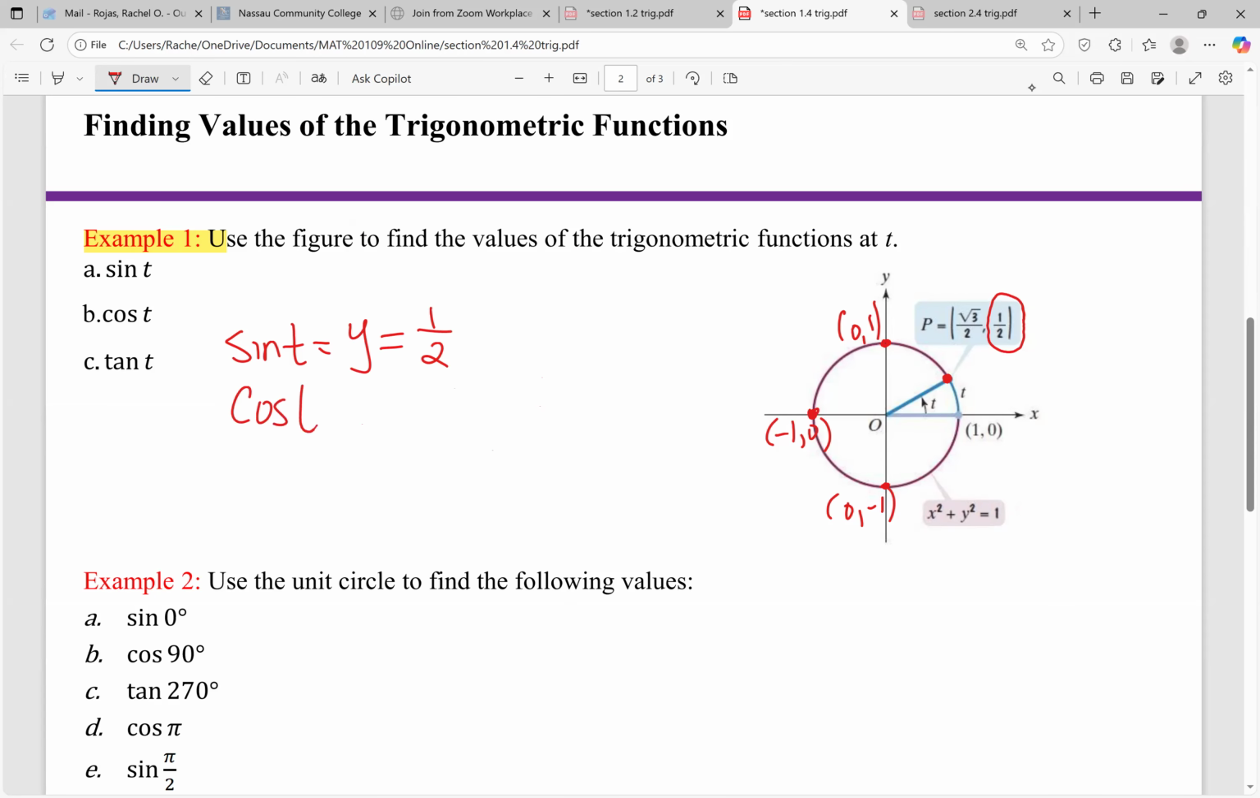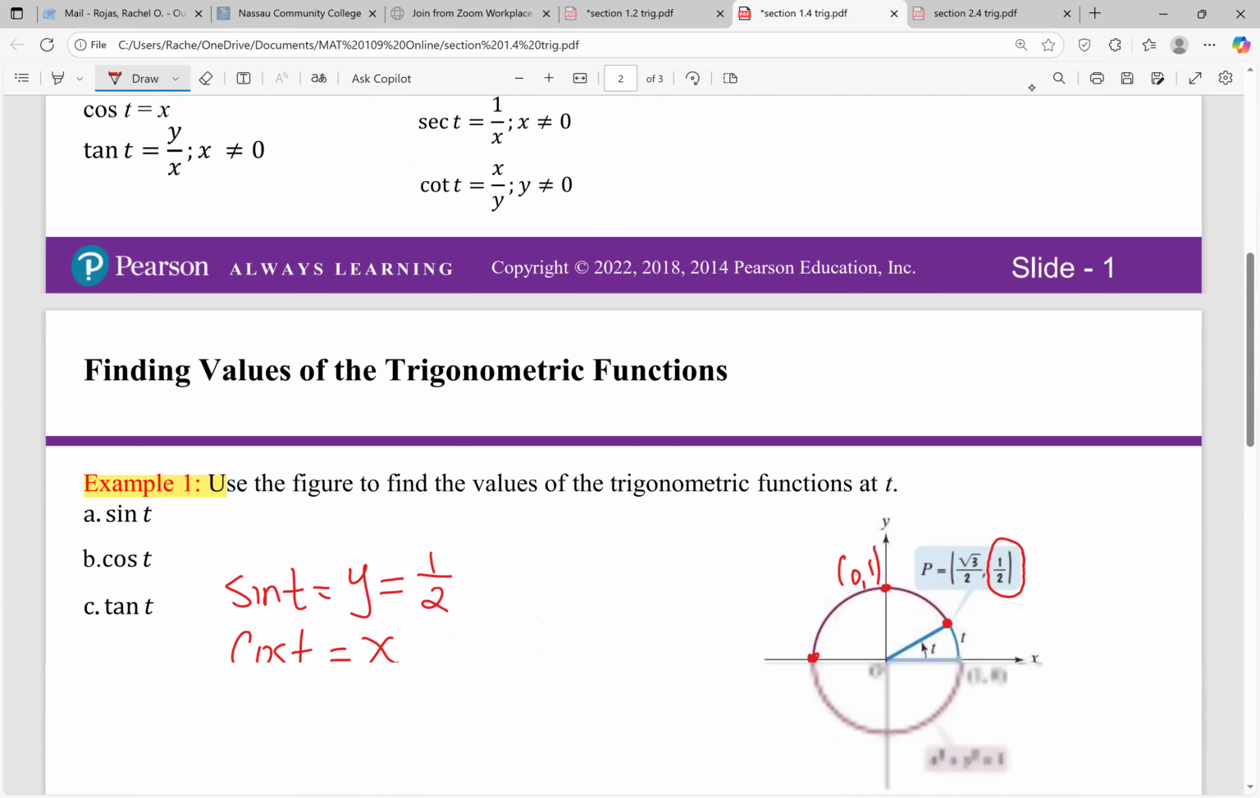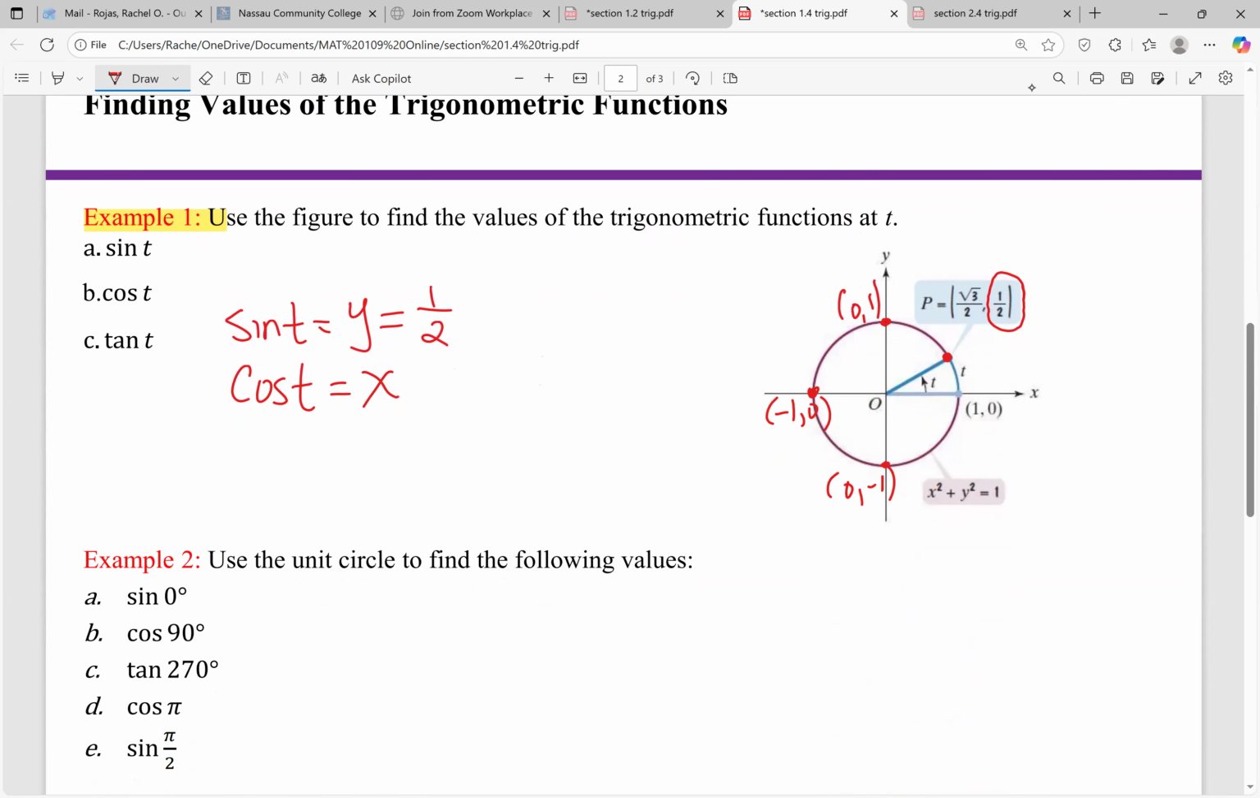Now, cosine of t is equal to x. And all I'm doing is using these definitions up here. And the x value, so this is y, and this is x, the radical 3 over 2. So cosine of t is going to be equal to radical 3 over 2.